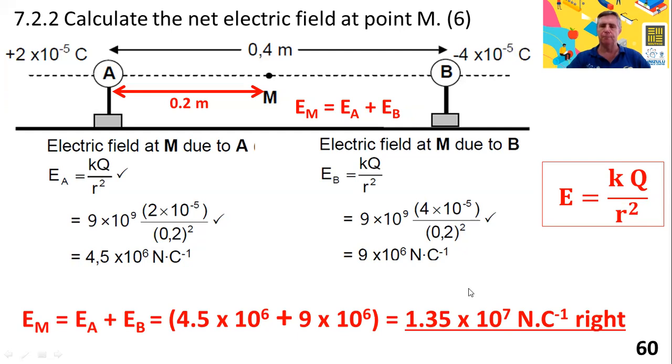to the right. How was it marked? One mark for getting the correct equation. Second mark for substituting in the correct figures for charge A. Third mark substituting in correctly for charge B. A fourth mark for adding the two correctly. A fifth mark for the numerical answer. And a final mark for the direction. Please don't forget the direction.